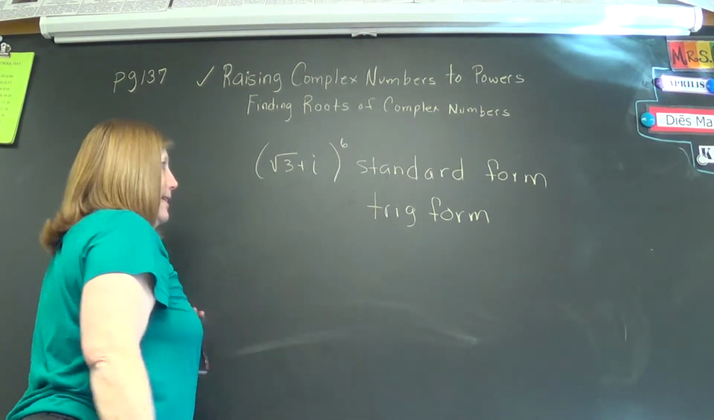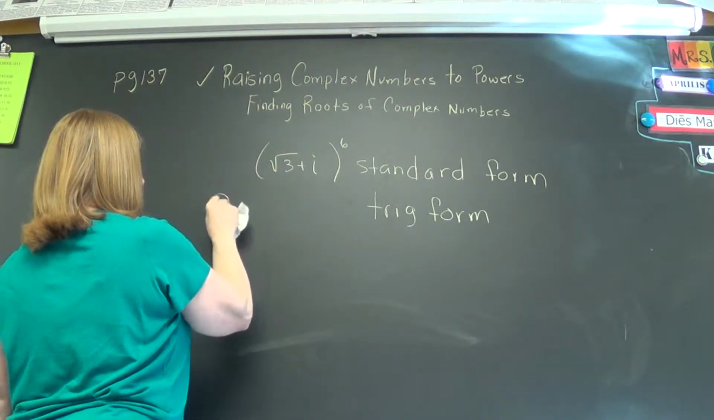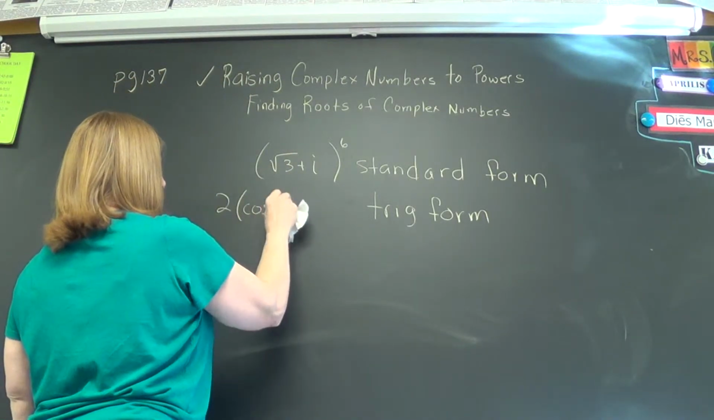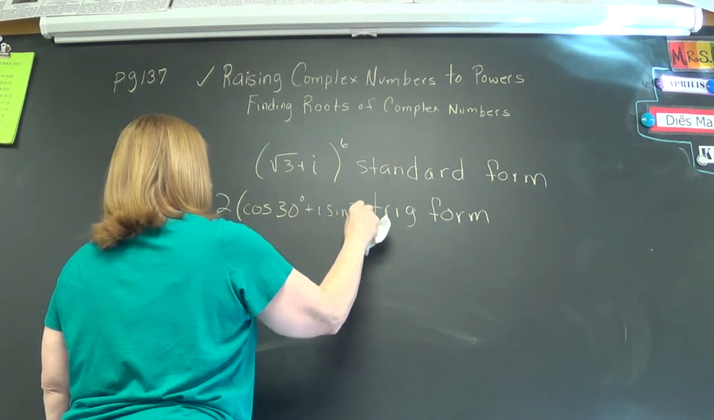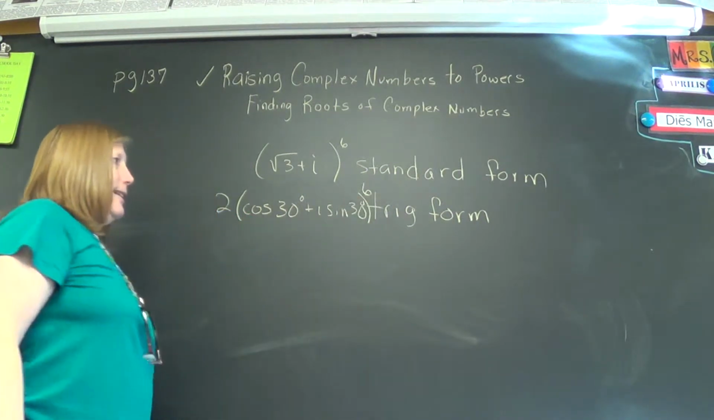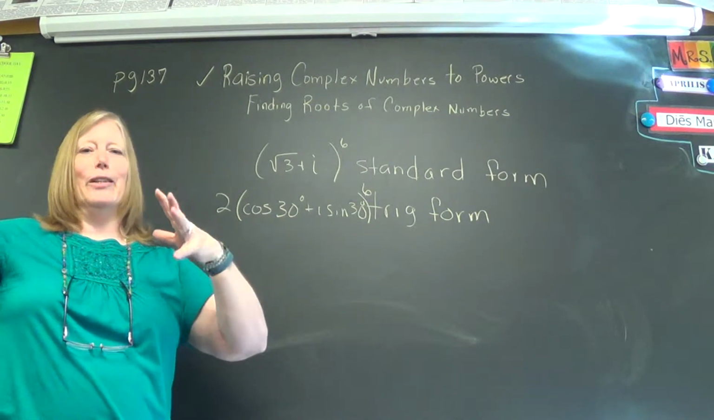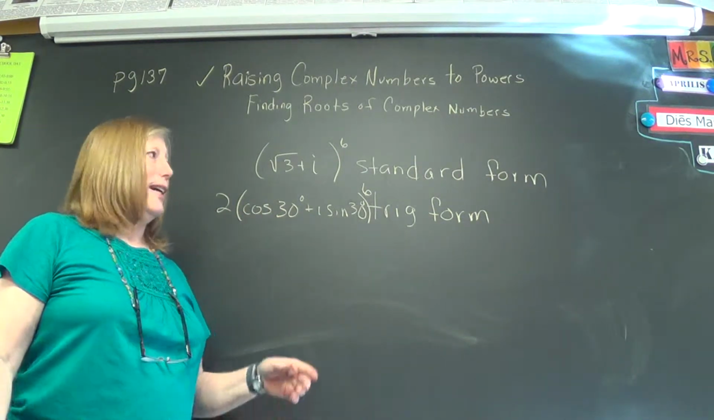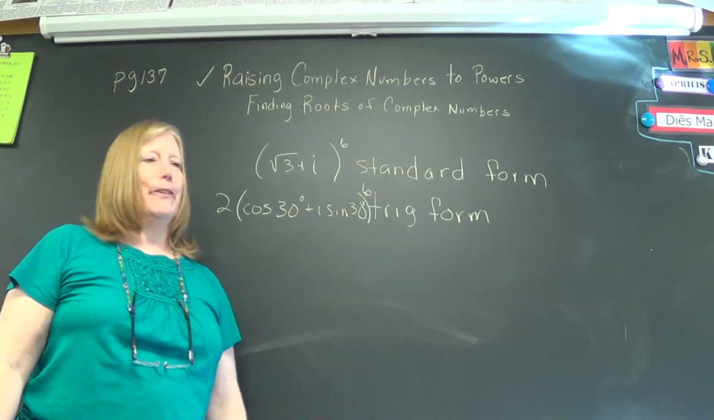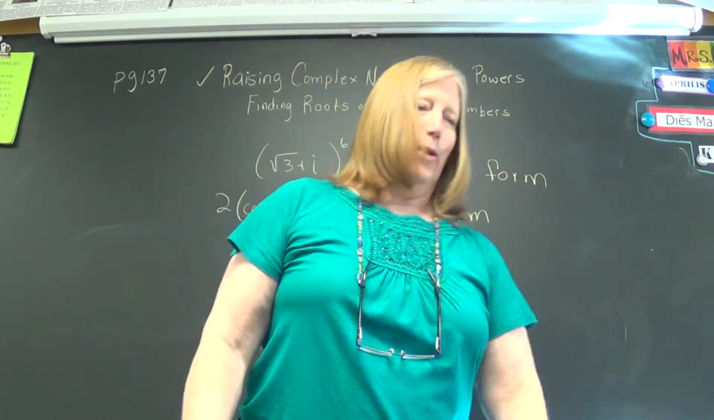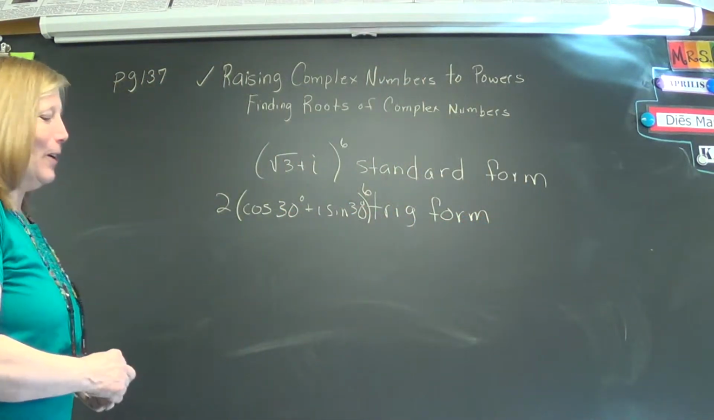If we were raising that to the 6, it'd be a big mess. But if we took the equivalent of that, we did this one in our homework the other day, 2 cosine 30 plus i sine 30, and we raise that to the 6, you'll see we can do it in a blip. It's not a long process at all. So that's why we learned this thing called trig form in the first place, to simplify our life and make our homework even enjoyable. So let's start the joy off.